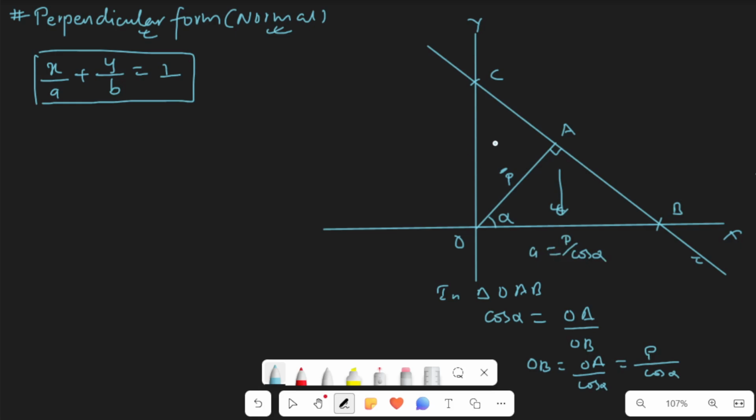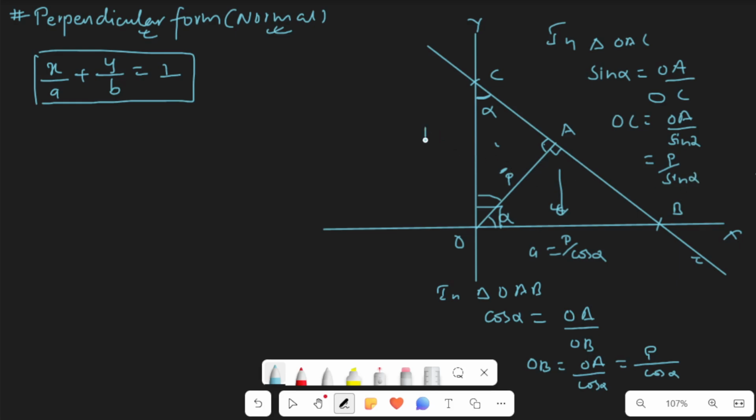Right. Similarly, since this is alpha, this is 90 minus alpha. Since this is 90, this will be alpha. So in triangle OAC, we can apply sin alpha. Sin alpha will be OA divided by OC. Since we need to find OC, OC will be OA divided by sin alpha. Again, OA is P, so OC will be P by sin alpha. So our y-intercept is P divided by sin alpha.